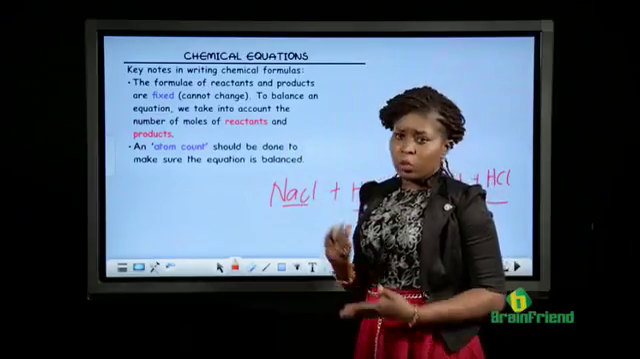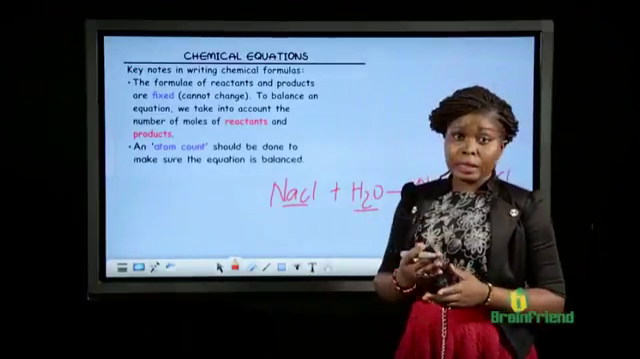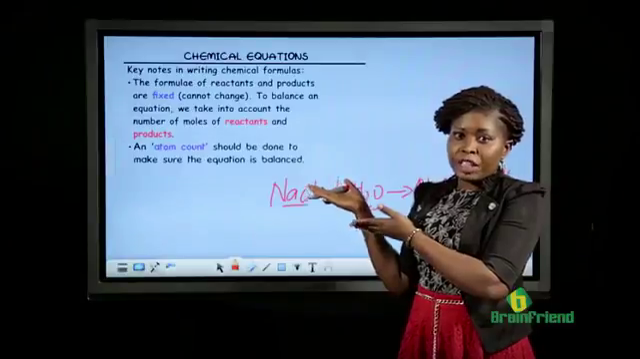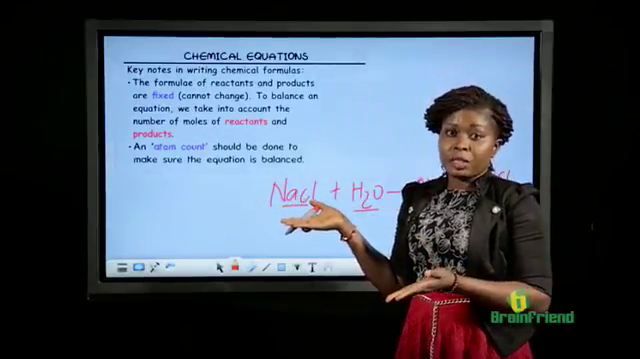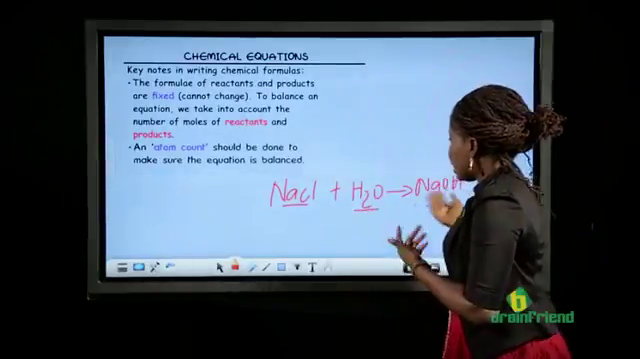So, to balance an equation, what we need to do is to take into account the number of moles of reactants and products. And then the next thing we do is an atom count. Remember that we need to make sure that the number of atoms on the right-hand side is the same as the number of atoms on the left-hand side. So you don't want to have fewer atoms on the product side than on the reactants side. It's a way of making sure that the law of conservation of matter is achieved in any reaction. And so we do an atom count.